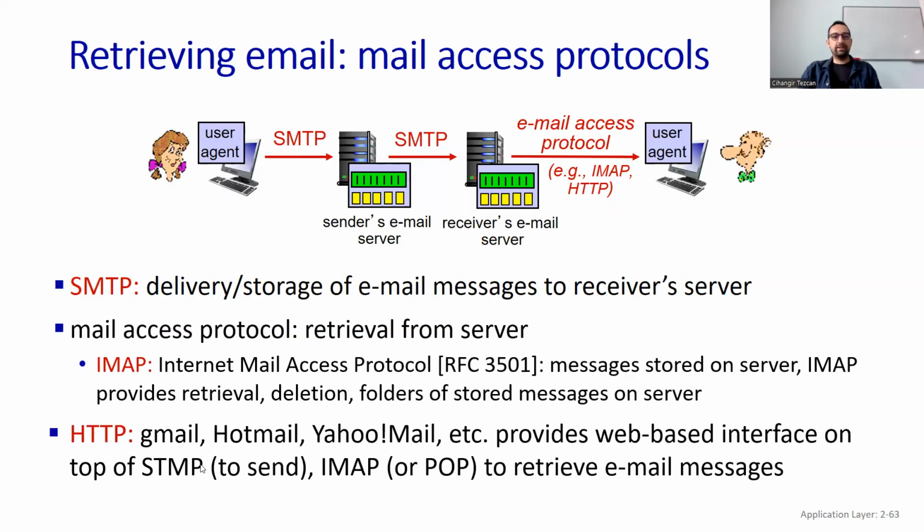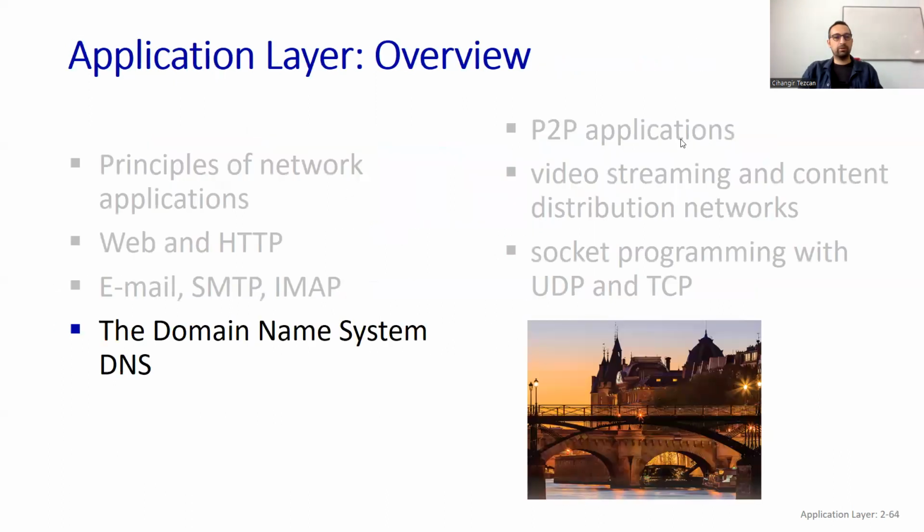So on the HTTP side, there is Gmail, Hotmail, Yahoo Mail, etc. They provide a web-based interface on top of SMTP to send, or IMAP or POP3, email messages. Okay. Again, these are not directly encrypted, so you have to use SSL/TLS to send and receive emails in an encrypted way. So this concludes our discussion of emails. Next time we will continue with DNS and then maybe move on to the transport layer, right?